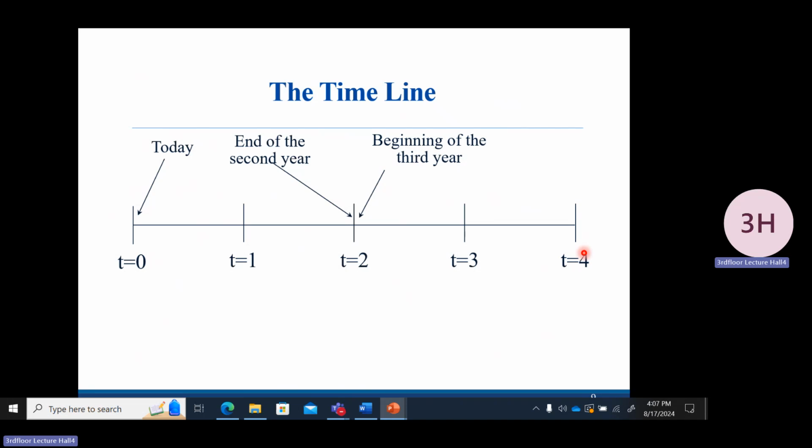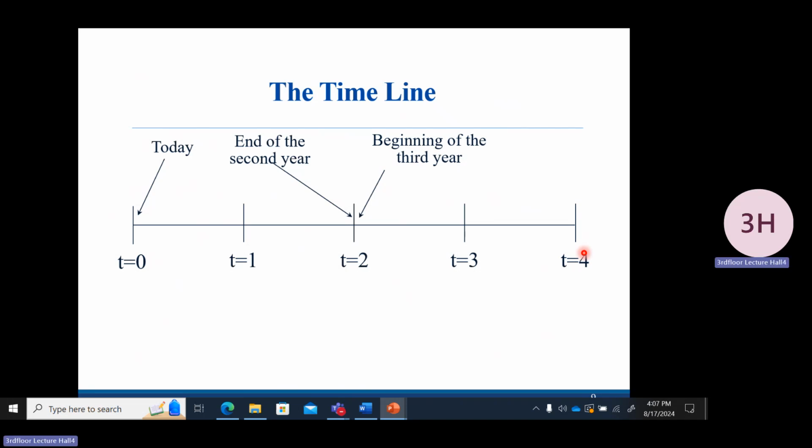The timeline starts today. You are taking a loan, so then the bank calculates the loan installment. Your first installment, normally you are paying one month from today. So cash flows occur at the end of the period. That is the meaning.